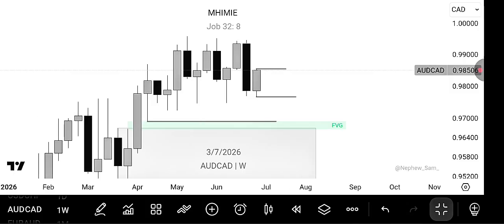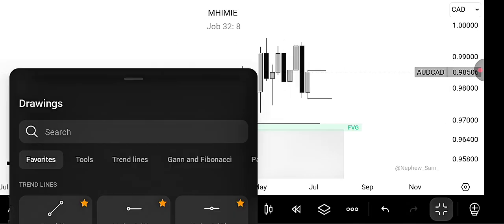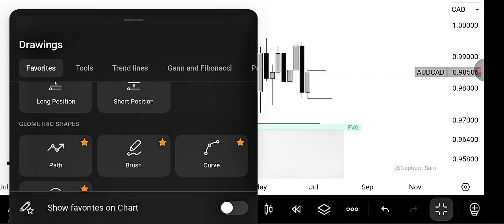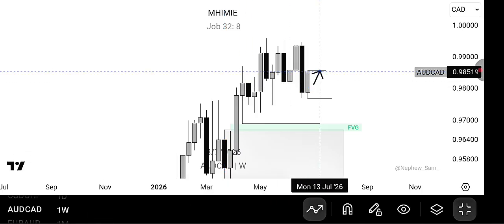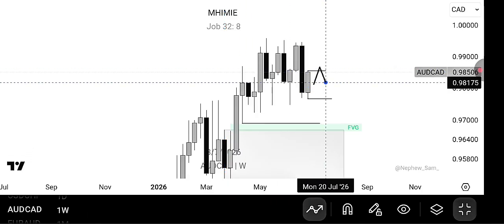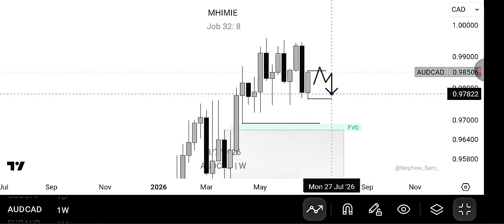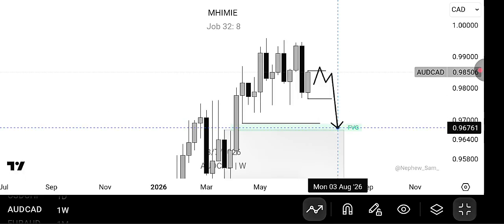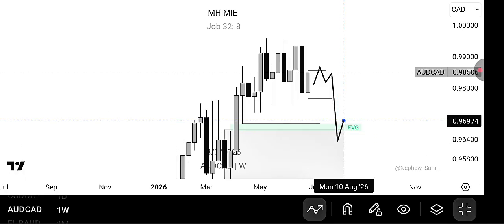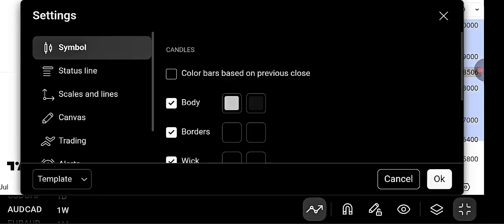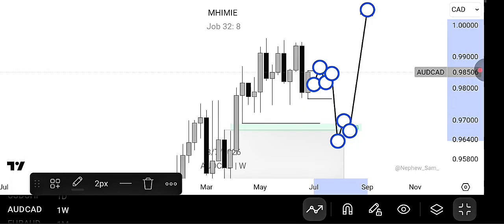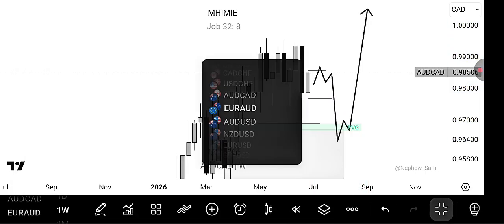So what I'll be anticipating for this week is for price to take out this high. We'll have mitigation. This is my first target. The last target will be to take out this low. From here we may eventually see some reasonable buys to the upside. So this is what I'm anticipating for the week.